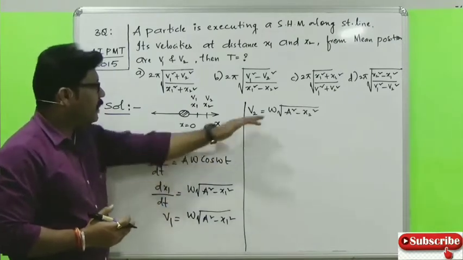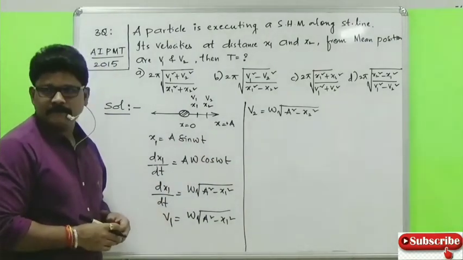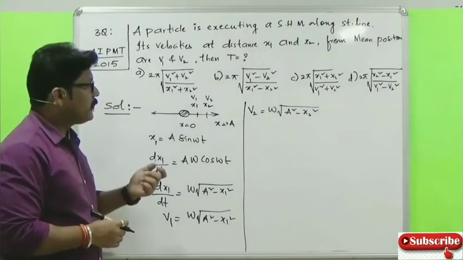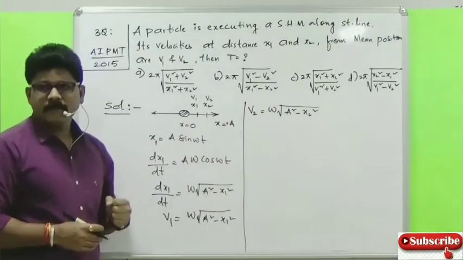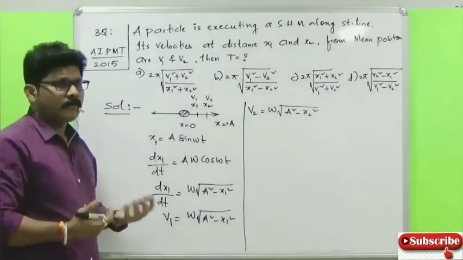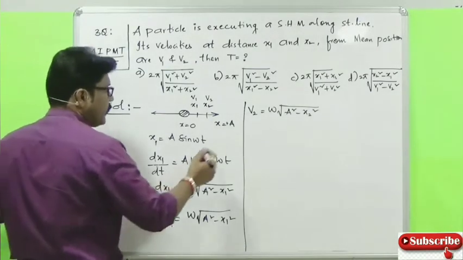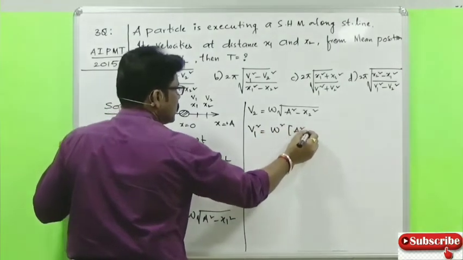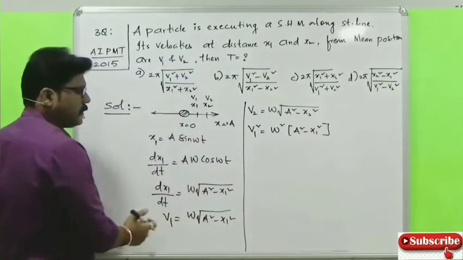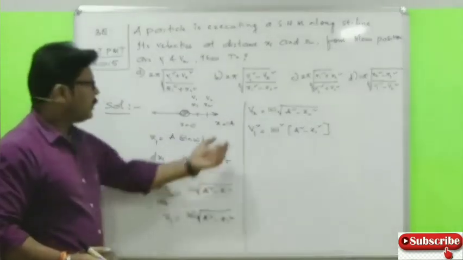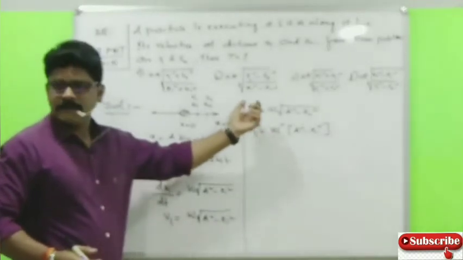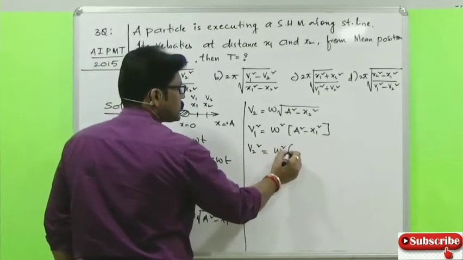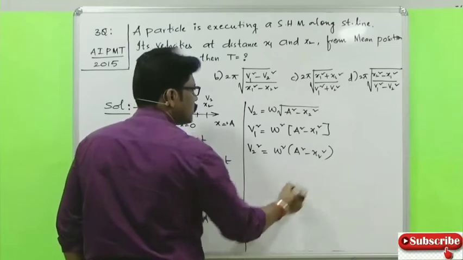Now let us see, if I divide both the equations, omega will be cancelled. So omega should not be cancelled, because I want the time period, which will be there only in omega, the angular velocity. So how to do that? Now let us square this: v1 square equals omega square into a square minus x1 square, squaring on both sides. And v2 squared on both sides: v2 square equals omega square into a square minus x2 square.